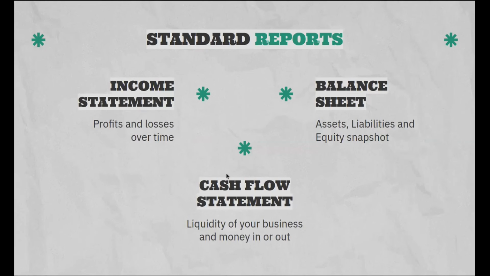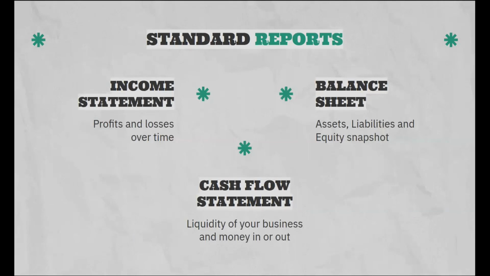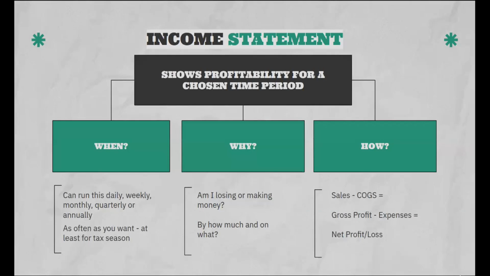And for each of these three, we're just going to do a little bit of a high level, but we're going to take a look at what each of these items are, the when, the why, the how, and then we're going to look at an example of one of these. So we've got our three reports: income statement, balance sheet, and cash flow statement. And to get us started, we're going to head over to our income statement.